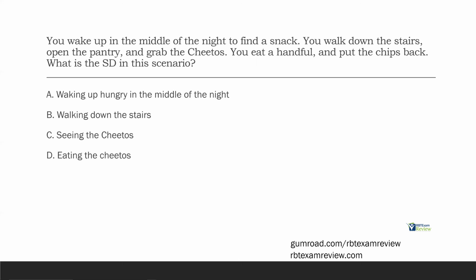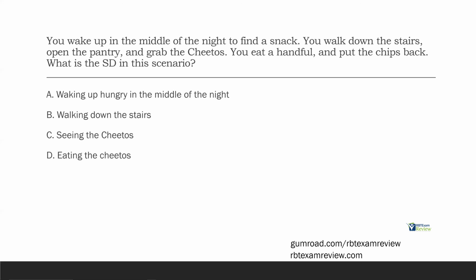Okay, behavior scenario questions. You always want to identify the responses, the antecedents, the consequences. It's going to help you out because if they get more complex and you're dealing with multiple learners, then you really need to identify, okay, what learner are we concerned with? This one's more straightforward because we're simply concerned with our behavior, you, right? What are we trying to find? We're trying to find the SD. The SD signals a reinforcer or a consequence is available.